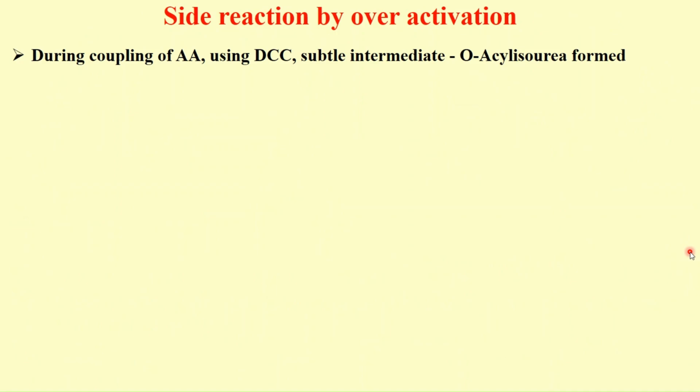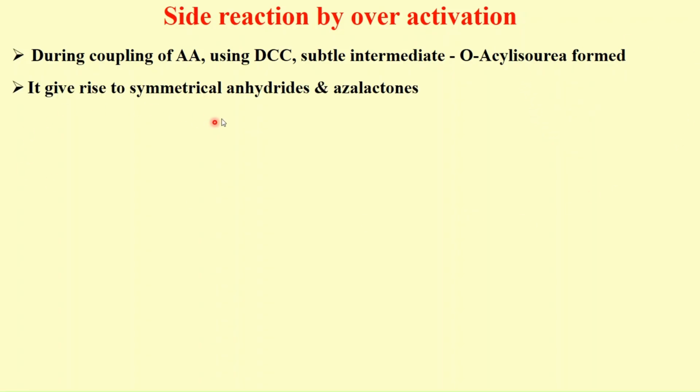Side reactions can also occur due to overactivation, overreaction. During the coupling of amino acids to form peptides using a coupling agent like DCC, dicyclohexylcarbodiimide, a subtle intermediate, O-acyl isourea, is formed. This O-acyl isourea can react with the other amino acid to form the peptide bond. However, this O-acyl isourea is also prone to form symmetrical anhydrides and azlactones. Also, it can rearrange to give N-acyl urea. These are the byproducts formed during this coupling with DCC.